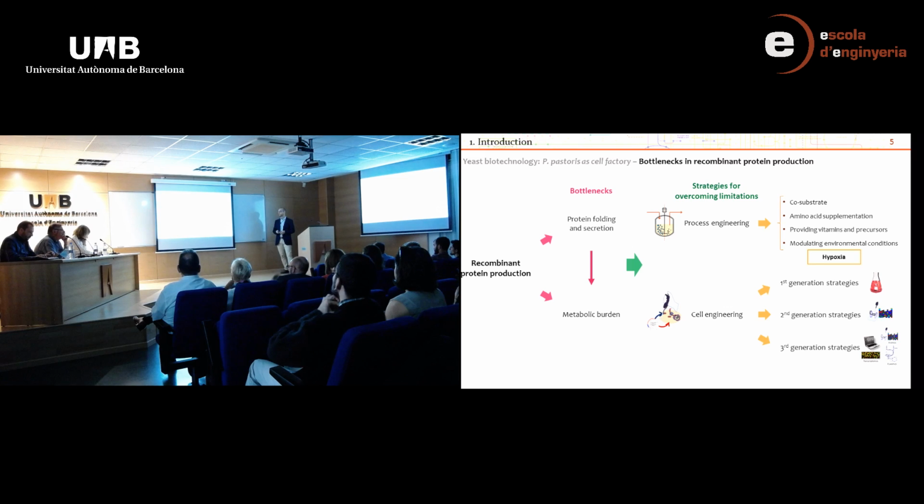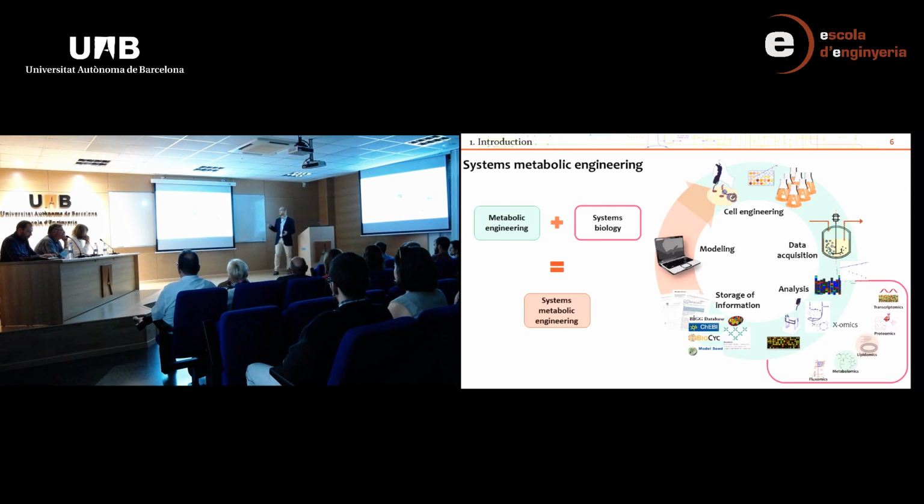These strategies were first used based on the pre-existing knowledge on cell physiology and biochemical pathways. Then, the second generation strategies arose from the development of different omic techniques. Then the third generation of strategies were based on systems metabolic engineering. So now the question is, what is systems metabolic engineering? Basically, it is the integration of classical metabolic engineering aiming at a rational strain design combined with the physiological analysis from a systems biology perspective.